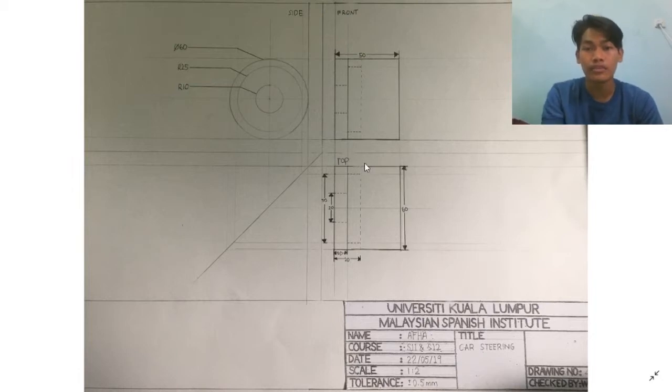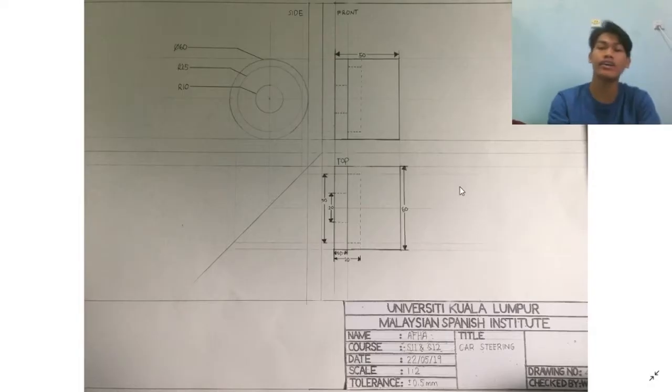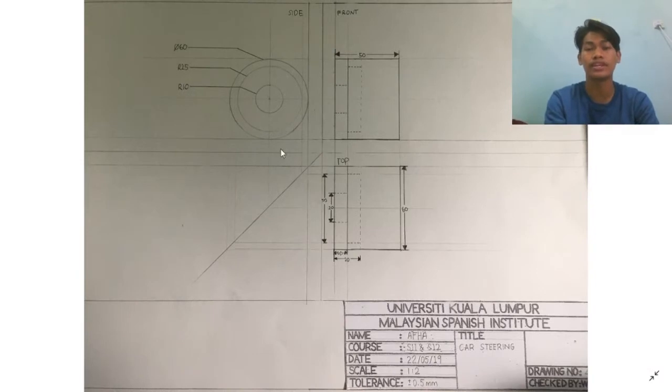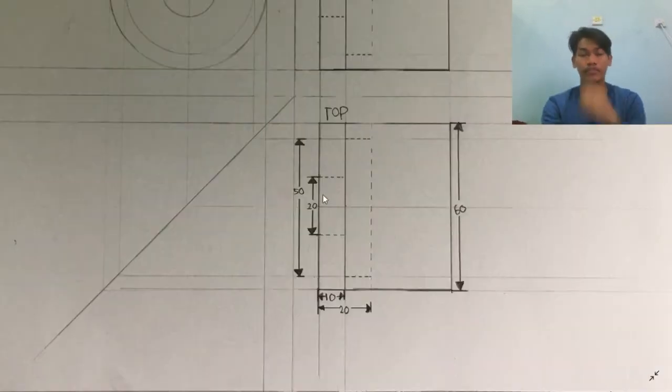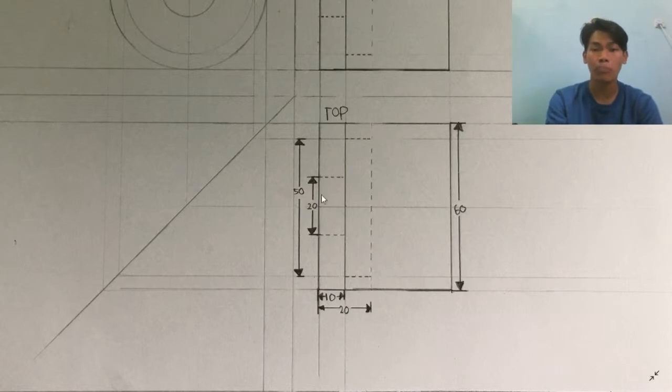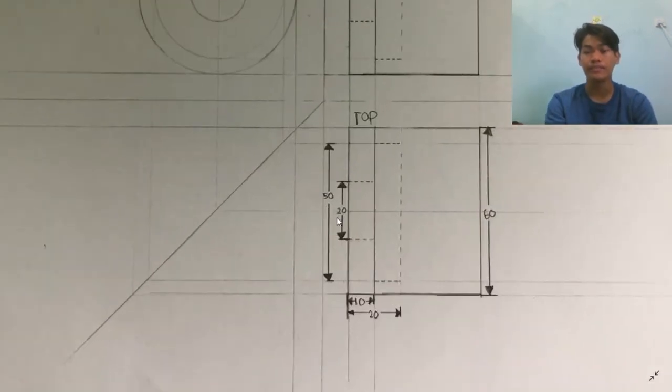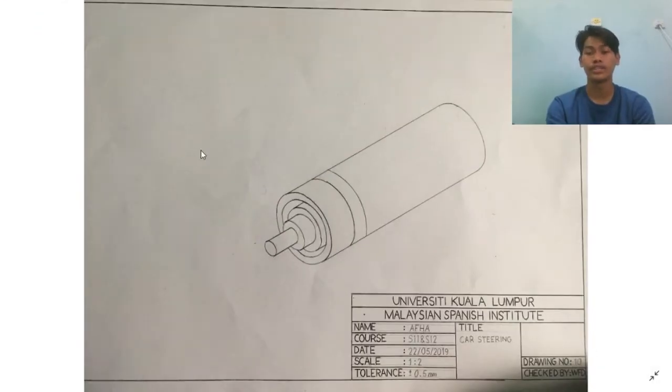Next we move to the top view of the steering dust. The diameter of the circle is 60 millimeter. The height of the circle is 20 millimeter, and the hole is 50 millimeter, and the length of the hole is 20 millimeter. So we move to the next part of the car steering, which is steering rack.